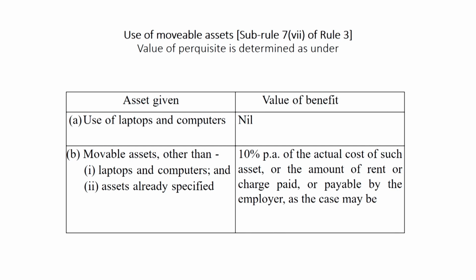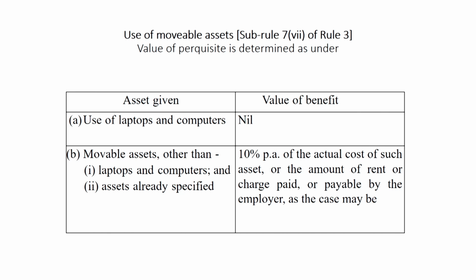And the next facility is use of movable asset. Movable asset means the asset which can be moved from one place to another place, like furniture and motor car are examples of movable asset. If any movable asset is provided by the employer to its employee for use, in the case of laptop and computer, the value of purchases will be nil.